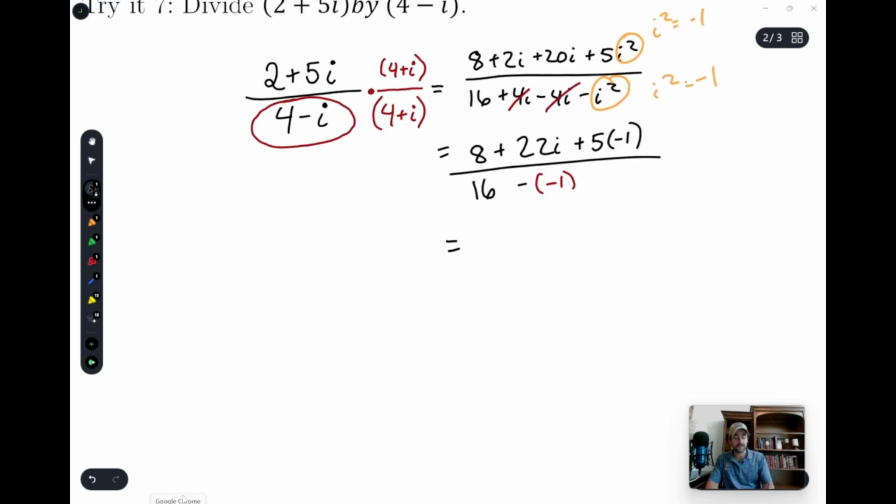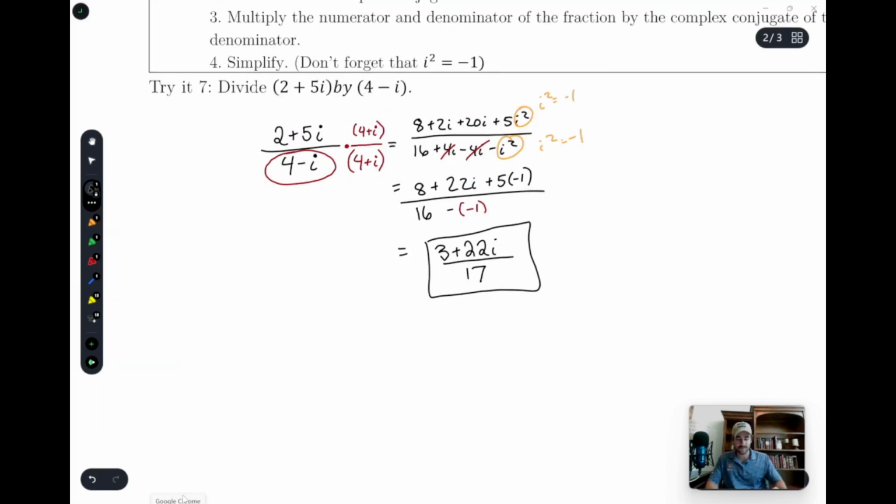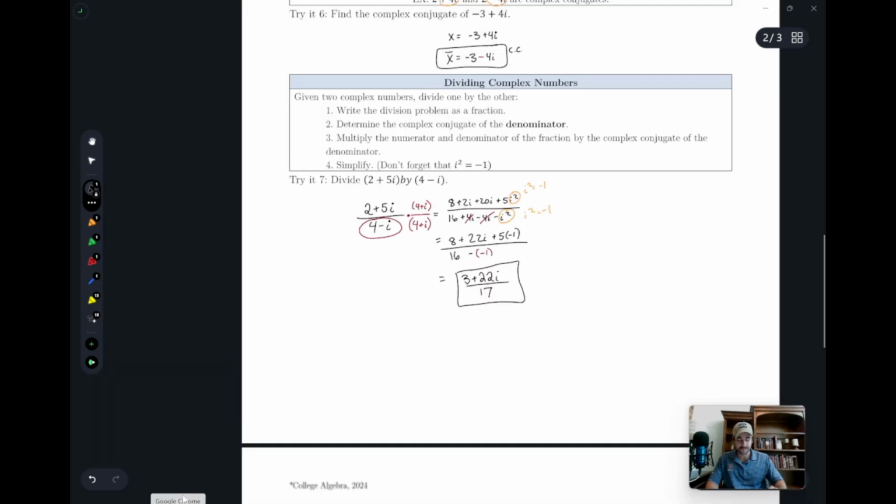Now we can reduce it one more time, combining the like terms. We've got 8 minus 5 on the top, so we've got 3 plus 22i. And we've got 16 minus a negative 1, which is a 17. Those numbers don't reduce. 17's prime, 3's prime. 22 doesn't work with them. They're all relatively prime. So we'll call it a day with that division.